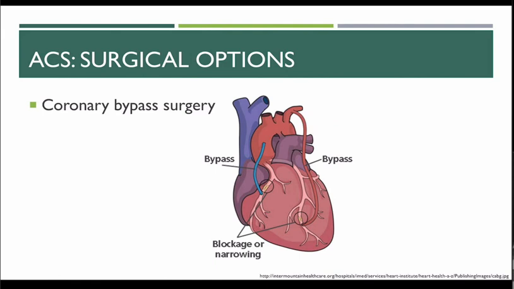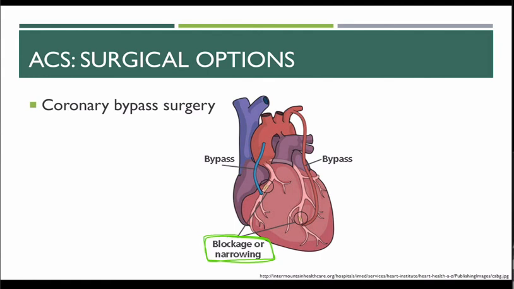If it's a more severe plaque that wouldn't respond to an angioplasty, or if there's multiple locations, they might opt for a coronary bypass surgery. And if I can orient you to the picture, you can see this individual has two areas of severe blockage or narrowing, kind of identified with the circles around it.